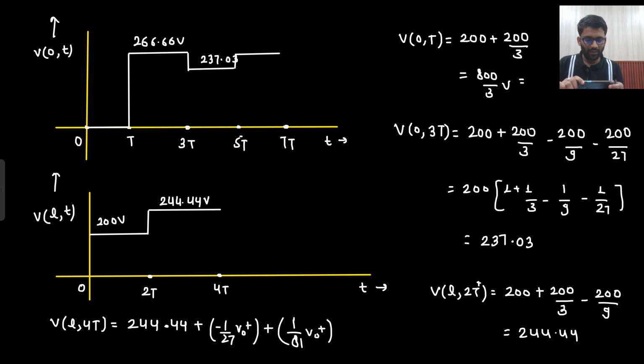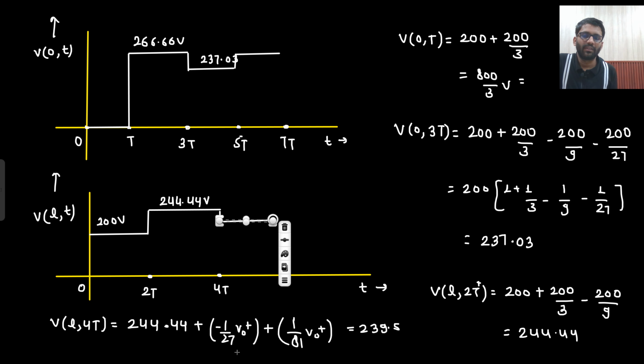So 1 by 81 minus 1 by 27 is minus 0.024 into 200, plus 244.44. So this will be roughly around 239.5. So this potential will be 239.5 till 6t. Then after 6t you can analyze, in that manner we can proceed. So till 6t this will be the scene, 239.5 volt. In that manner you can draw the waveform.